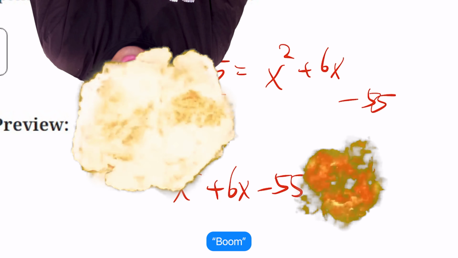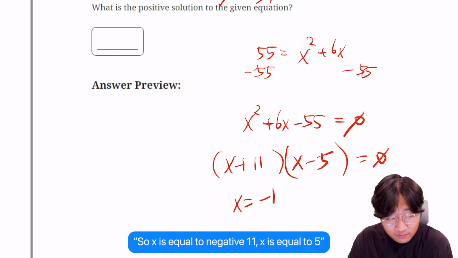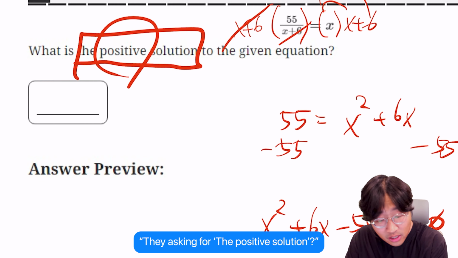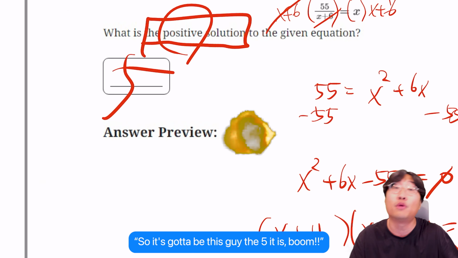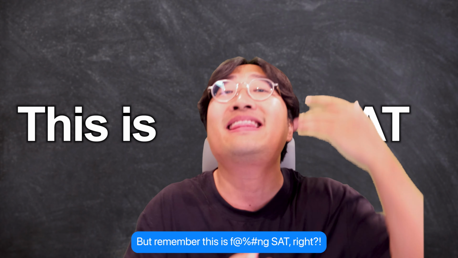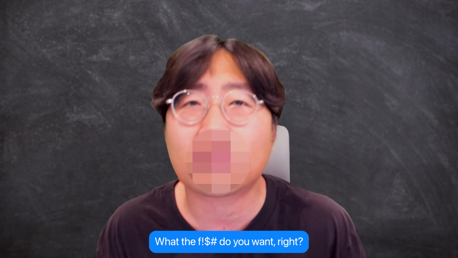Factoring, and we got x plus 11, x minus 5. So x is equal to negative 11, or x is equal to 5. They're asking for the positive solution, so it's got to be the 5. Good for you, but remember, this is the SAT. They allow you to use the calculator or Desmos, whatever you want.